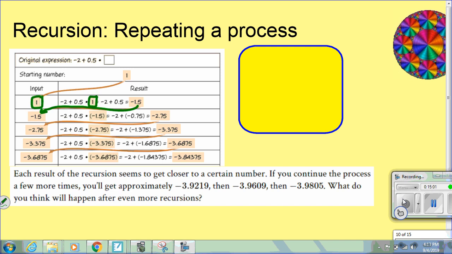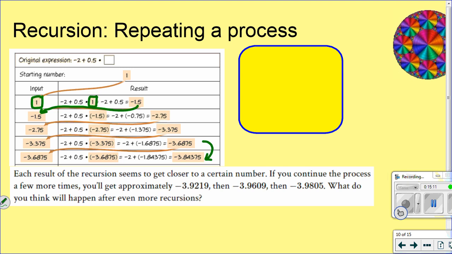So these are the values that you should get. Notice that we're getting closer and closer to a certain number. In other words, the difference between the value before and the next value is getting smaller and smaller. Those values are getting closer and closer together. So each result of the recursion seems to get closer to a certain number. If you continue that, you're going to get these values. So if you keep going in your table 3 more times, this is what you're going to get.